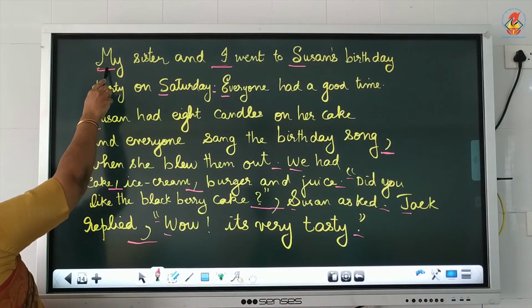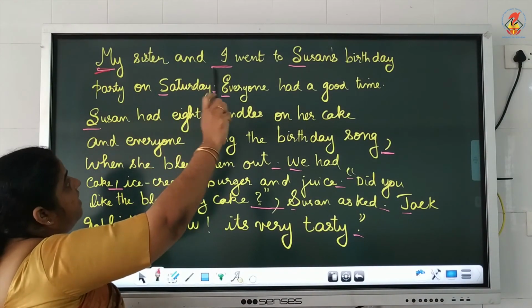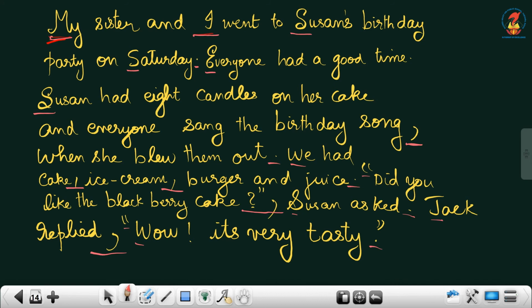My, first letter capital, sister and I capital. Whenever you write I for me, it should be capital. Went to Susan. Susan S capital. Birthday party on Saturday. S capital. Name of a week. Then full stop. Everyone had a good time. Again full stop there. There should be a full stop here.